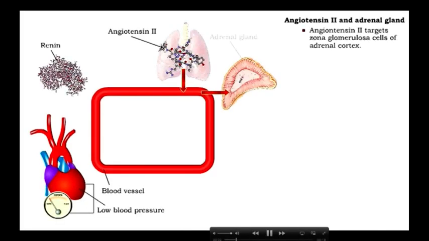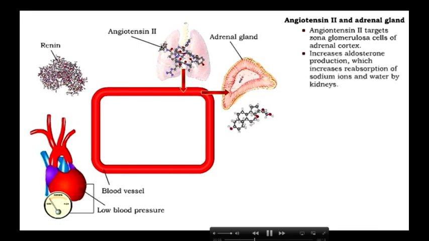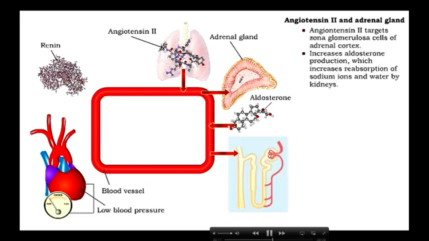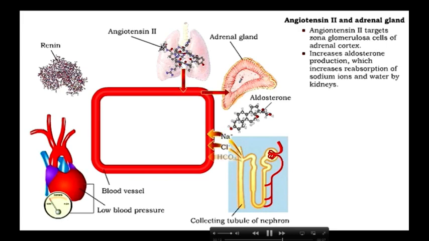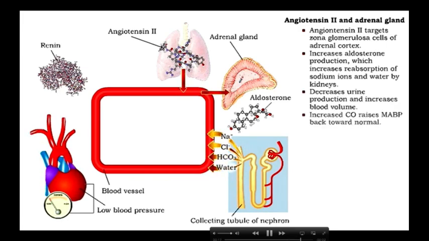Angiotensin II also targets cells in the adrenal cortex. Again, these cells are stimulated to produce more aldosterone, which prompts the kidneys to reabsorb sodium and water. The increased blood volume boosts cardiac output and raises blood pressure toward normal.